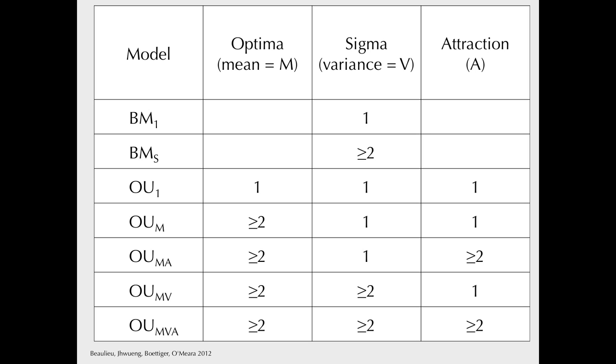We can have BMS, where you can apply multiple sigmas based on which state is on the branch or something else. OU1 is OU with just one alpha, one theta, one sigma. OUM, you can have different means, but alpha and sigma the same, and so forth, up to the most complex model, which can vary all of these. Any questions about this?